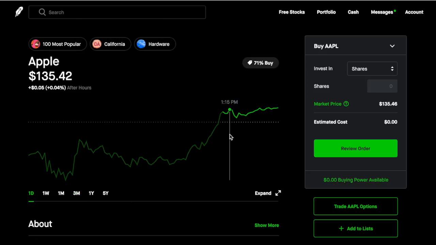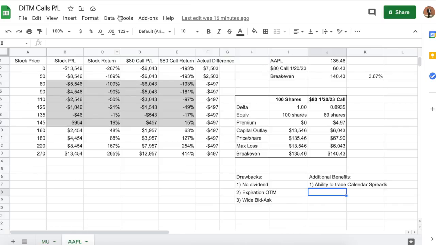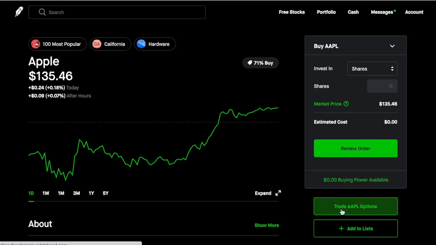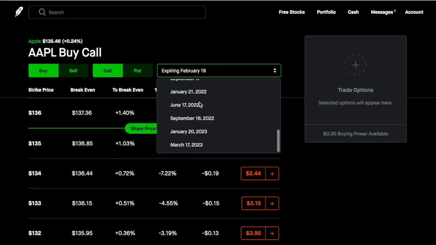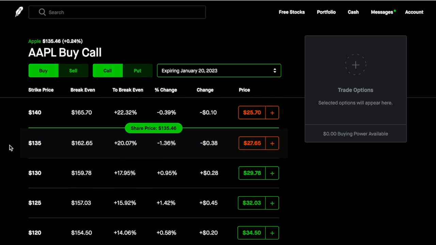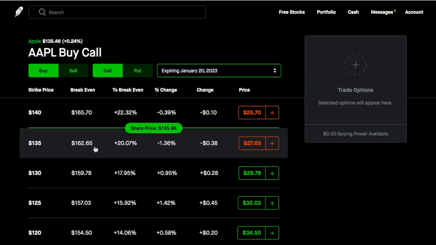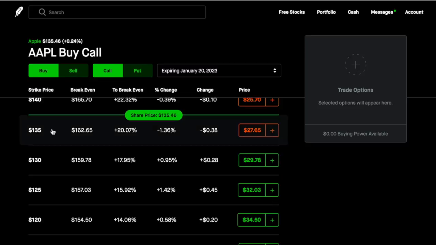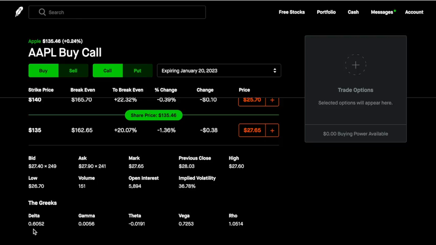Okay, so let's jump into my example. We're looking at Apple, and I'm going to be looking at the January 20, 2023 expiration date. So let's jump into that chain, and here we are. You can see right here, the 135, this is the barely in the money LEAP that we see, break even of 20%. So Apple would need to increase in price in the next year and a half by 20% for this one to break even. On this, we can see a delta of 0.60 and a theta of 0.01.